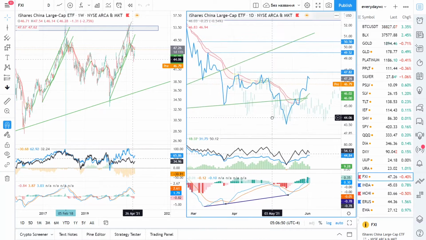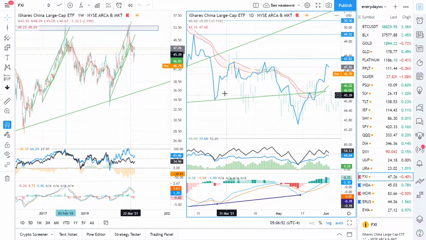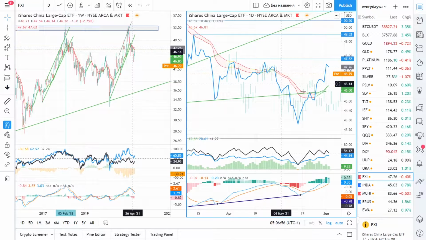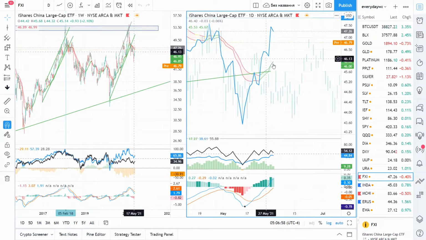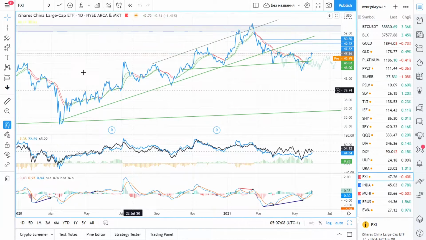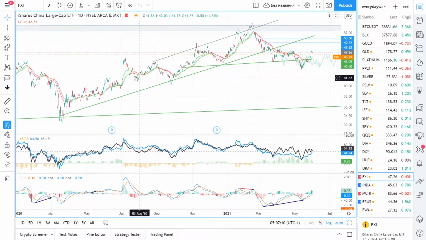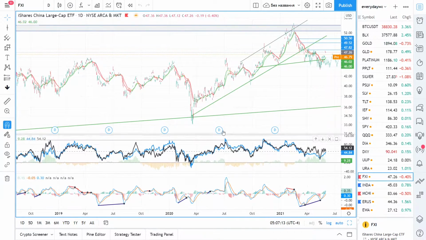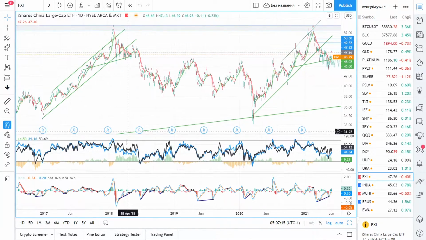But look how beautiful this overlay is. This high corresponds, this one corresponds as well. This one is a bit extended, but in the end, look, even delta corresponds with the exact period of the last rally. Look at this delta, and look at this one.